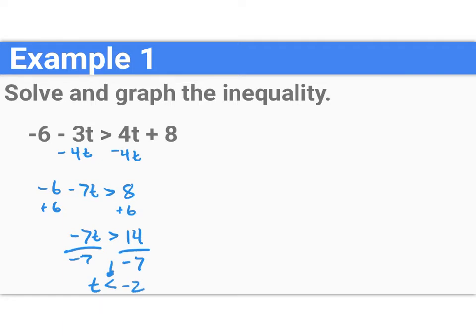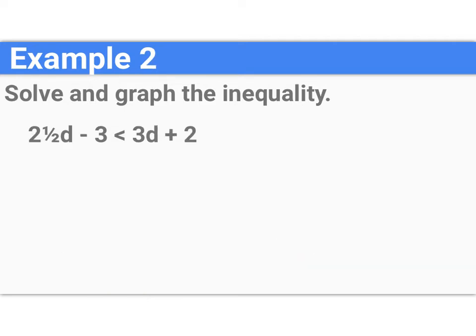So now we graph it. We put a 0 in for reference. Negative 2 is to the left. And it's not underlined, so it's an open circle, and it goes to the left. And that's all we do. Okay, let's look at our next example.